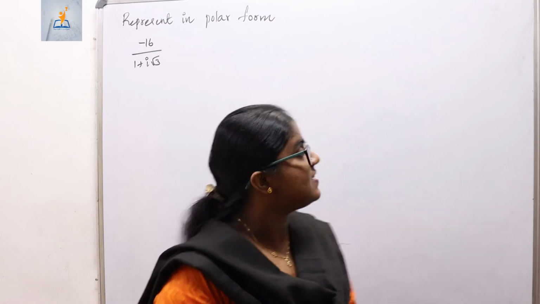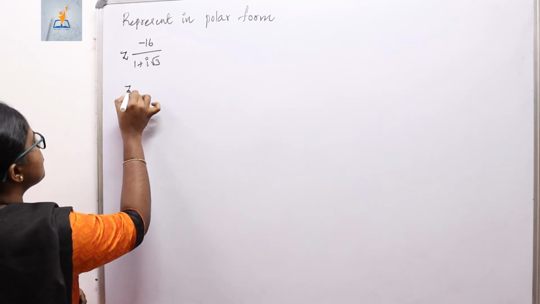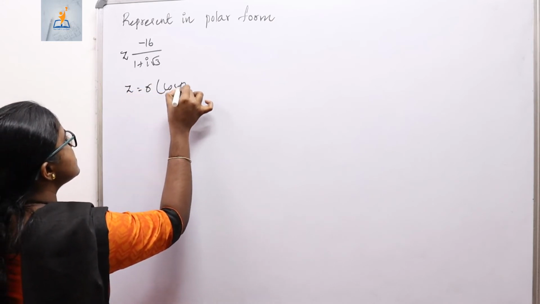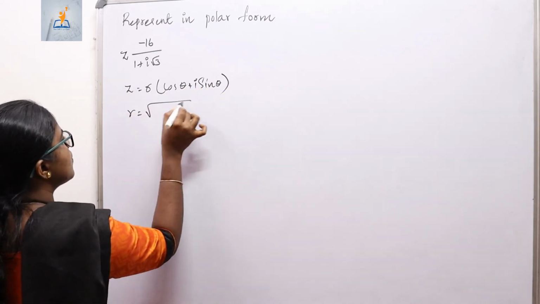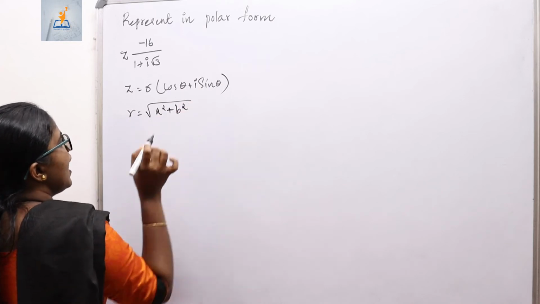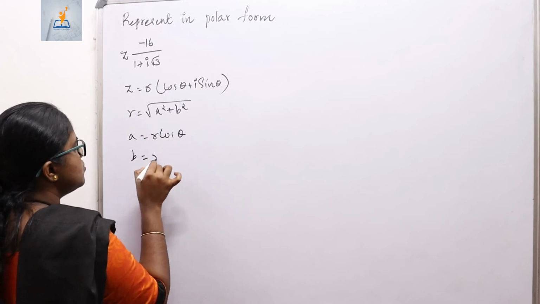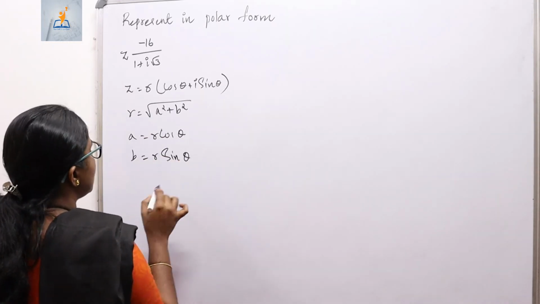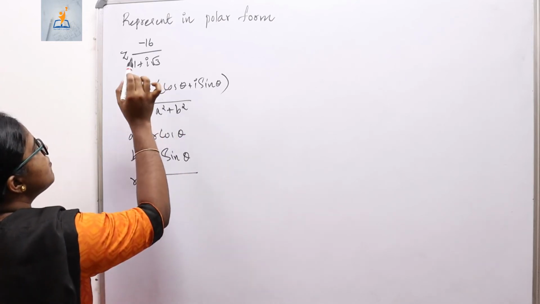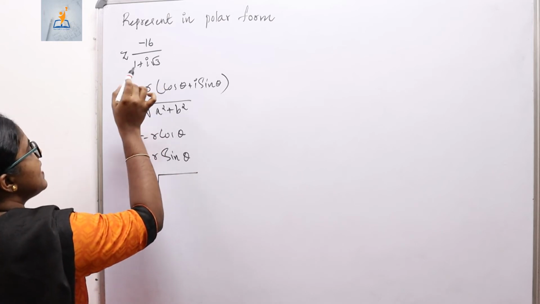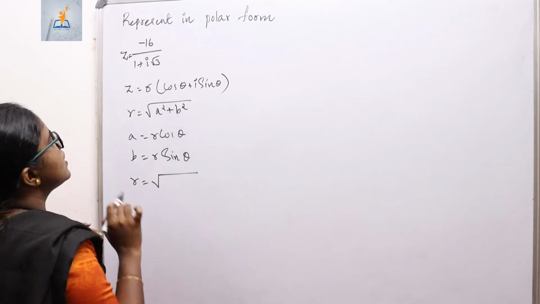The next question is to represent this particular complex number into polar form, and the polar form is r into cos theta plus i sin theta, where r is equal to square root of a square plus b square, a is equal to r cos theta and b is equal to r sin theta. Now we have r is equal to square root of a square plus b square, and we have to find a and b, that is the real part and imaginary part, from this complex number, and this is not in the standard form.